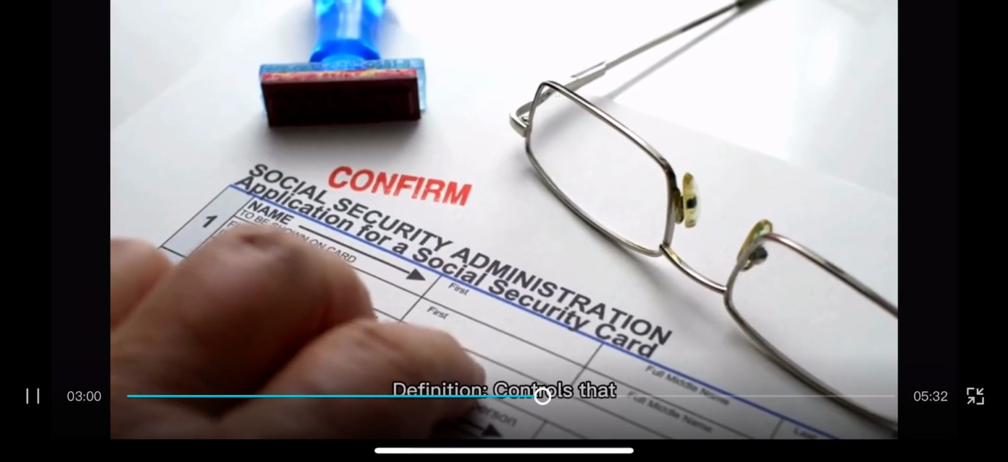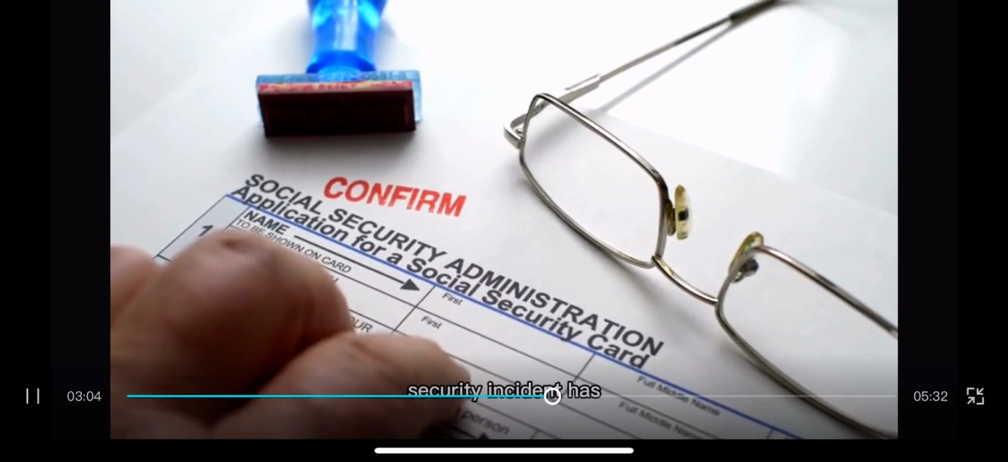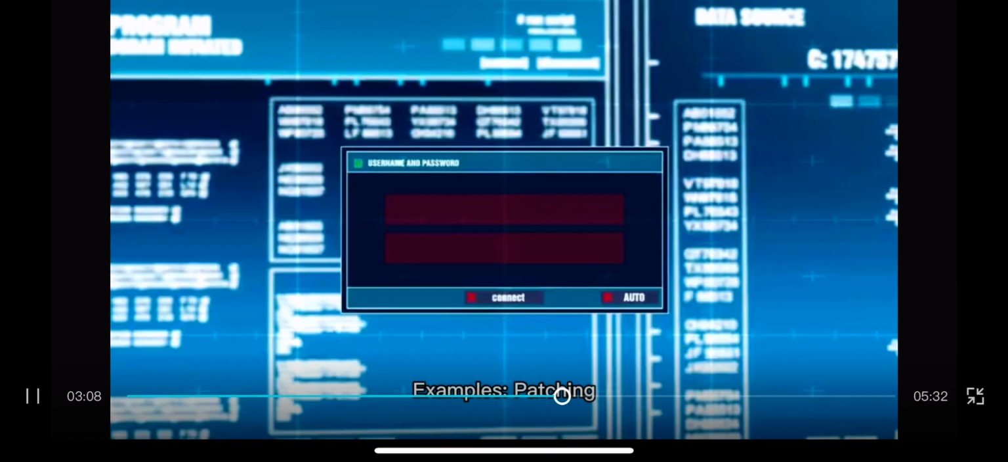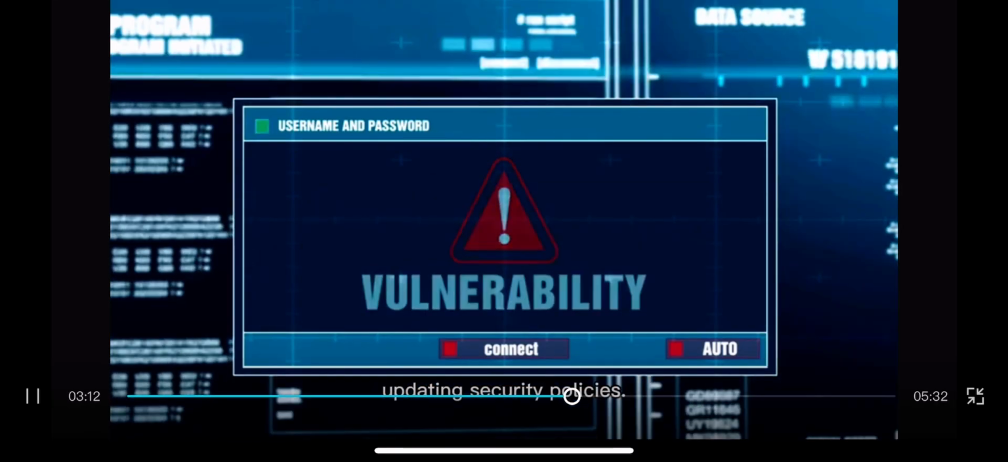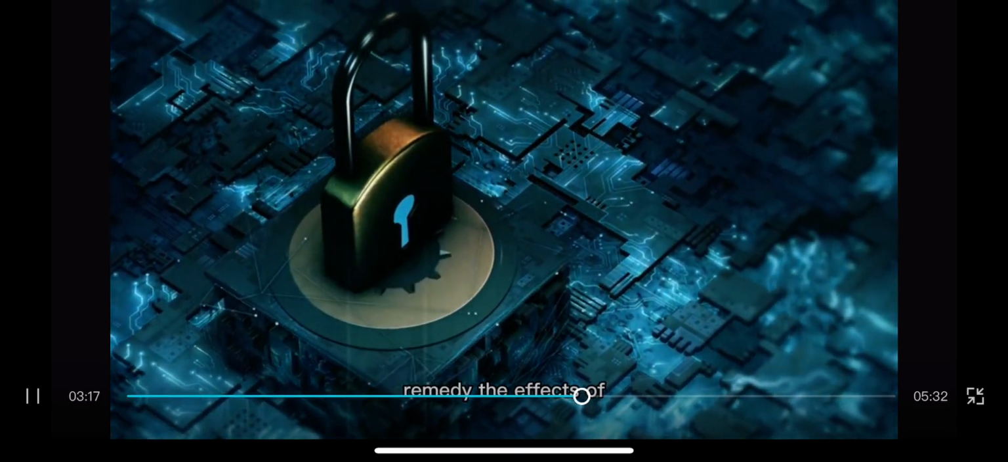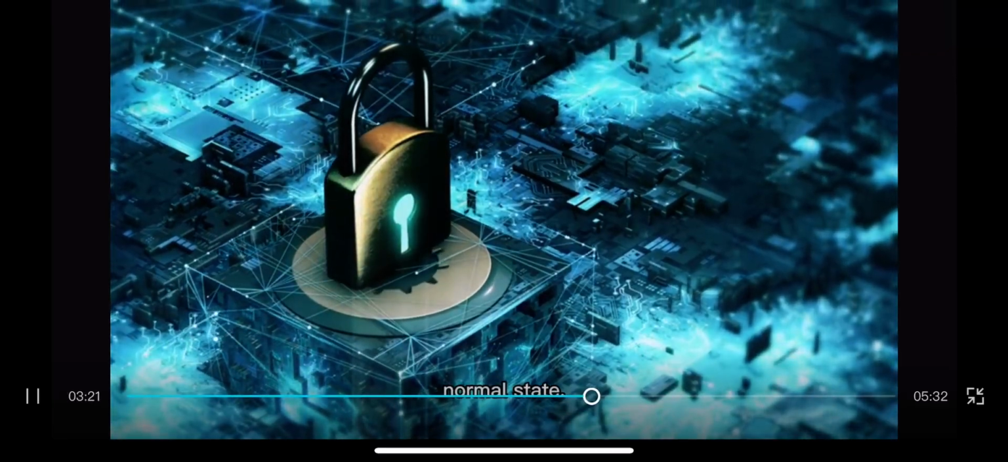Corrective controls. Definition: controls that are implemented after a security incident has occurred to correct or mitigate the damage. Examples: patching vulnerabilities, restoring data from backups, updating security policies. Purpose: to address and remedy the effects of security incidents and restore systems to their normal state.